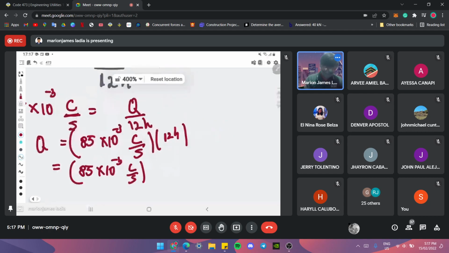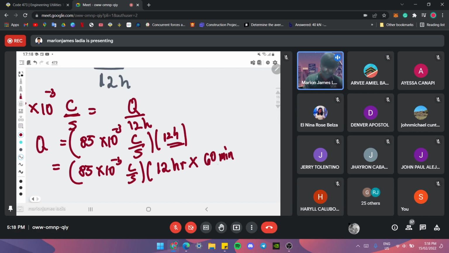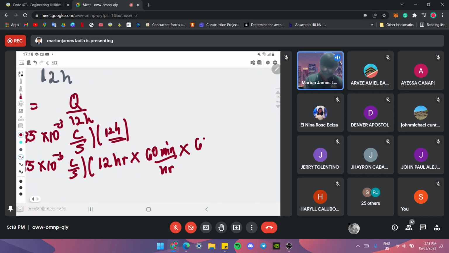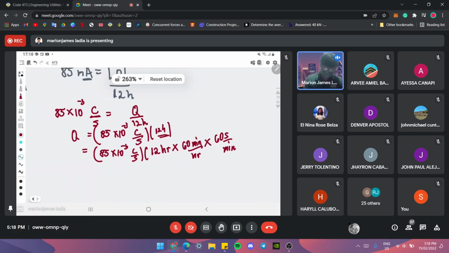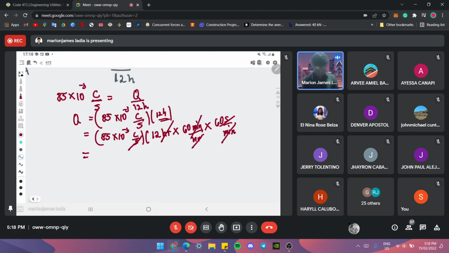Another step is to convert to seconds. So we have 12 multiplied by, so let me not do it yet. So first, 12 hours multiplied by 60 minutes per hour, and I have 60 seconds per minute. Okay? So canceling out my minutes, the terms or units that are similar. So what we will do is cancel the hour, cancel the minute, and then our seconds. So what remains is our 85 times 10 raised to negative 3 multiplied by our 12 hours multiplied by 60 multiplied by 60.